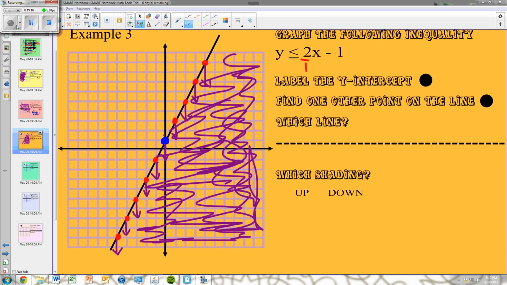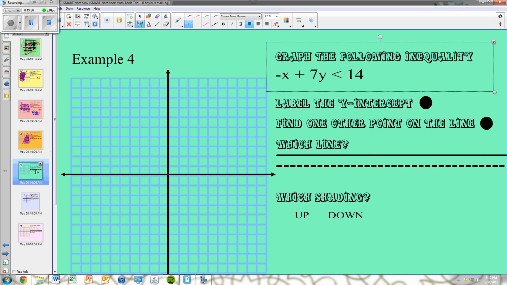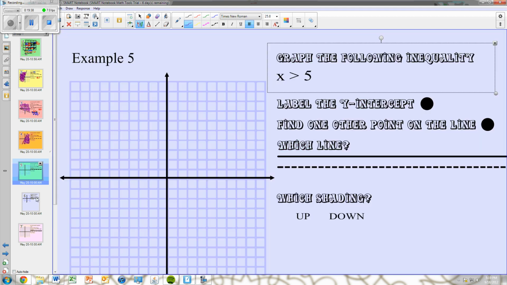So you should have graphed example 3, and when you did that, it should have looked like this. So we looked at our slope was 2/1. Our inequality symbol was a less than or equal to, so this equal to part told us that our line was solid. The less than told us to shade down, and you can see the arrows that I drew from here. So we're going to skip example 4, and we're going to move on to 5, and then we'll be done.